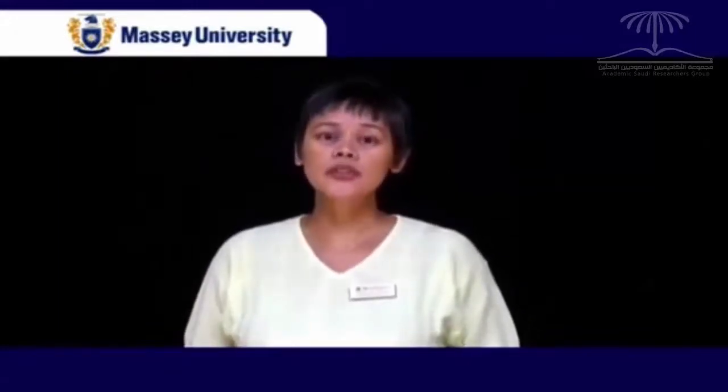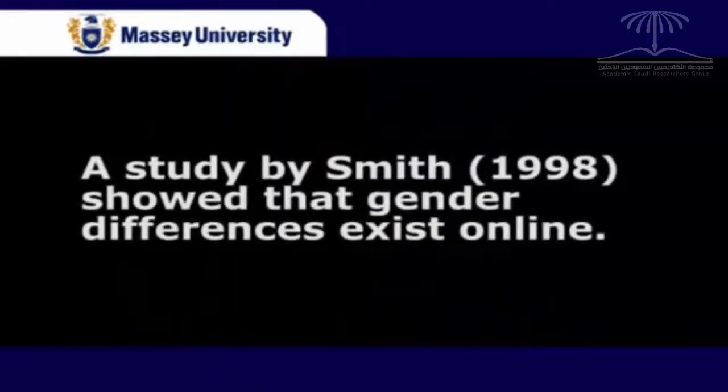Once you have organized your information into a logical order, the next step is summarizing the information you have and synthesizing them. Let's look at how we summarize. Here is an example of a summarized work. A study by Smith, 1998, showed that gender differences exist online. Now this is too short a summary. It does not give an indication of how or why the study was conducted. A better summary is as follows.